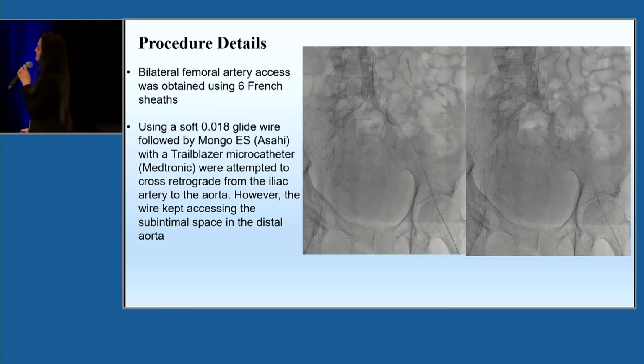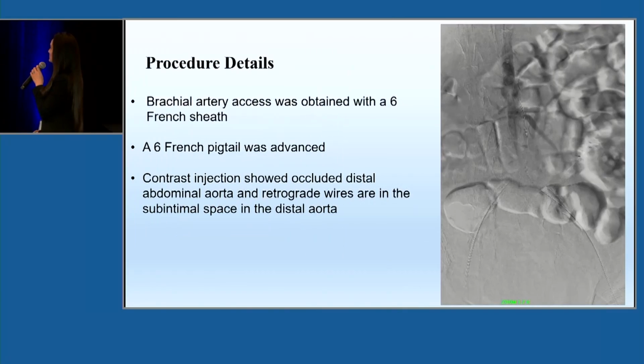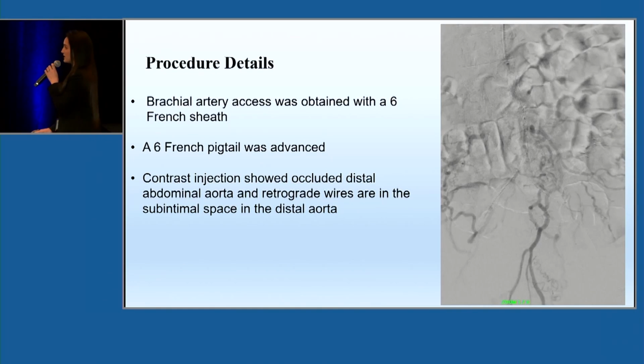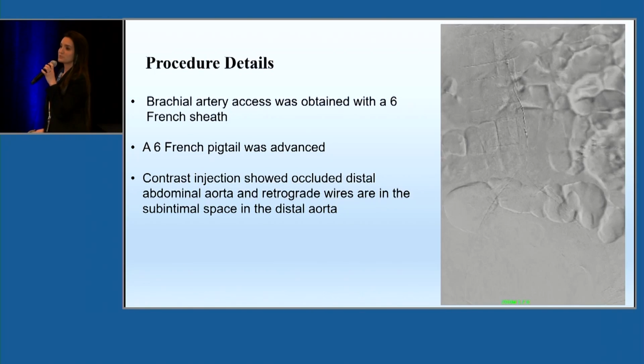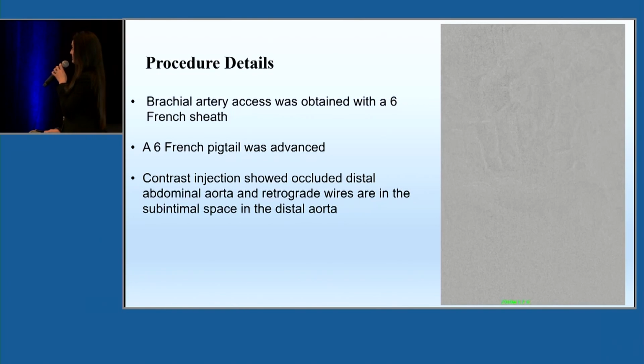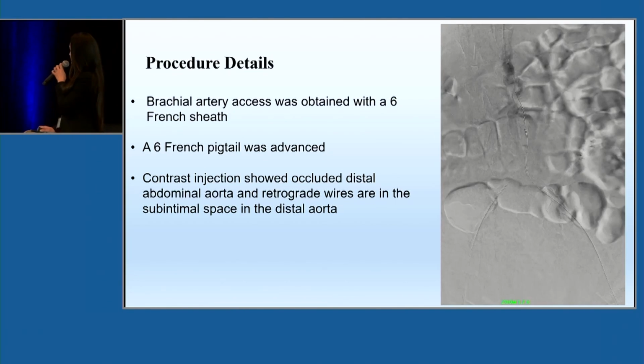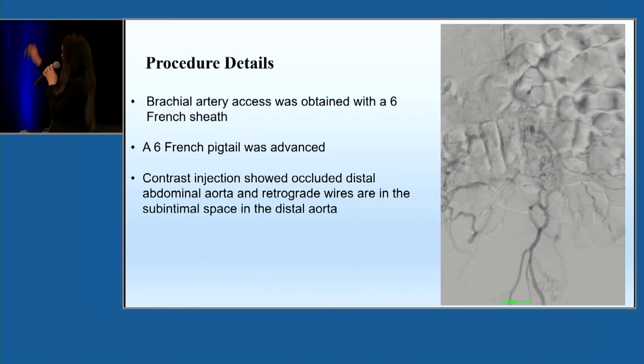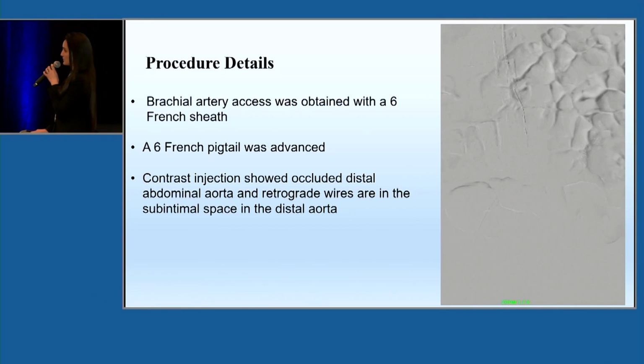So what we did next, before proceeding further, we got a third access via the left brachial artery, not to mention that this patient has bilateral significant disease of the radials, and they were tiny. You can see in the angiograms that we are clearly in the subintimal space, and the distal abdominal aorta is occluded.